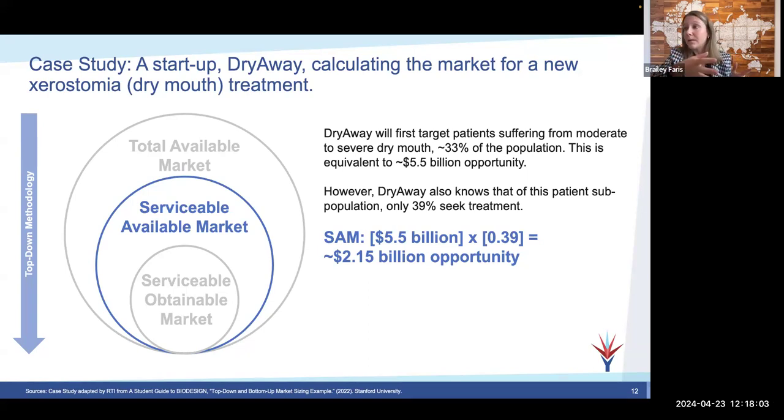So with that number in mind, the SAM, which is that $5.5 billion opportunity after it's been segmented down to that moderate to severe dry mouth patient population multiplied by the 39% that's seeking treatment, is coming out to a $2.15 billion opportunity.